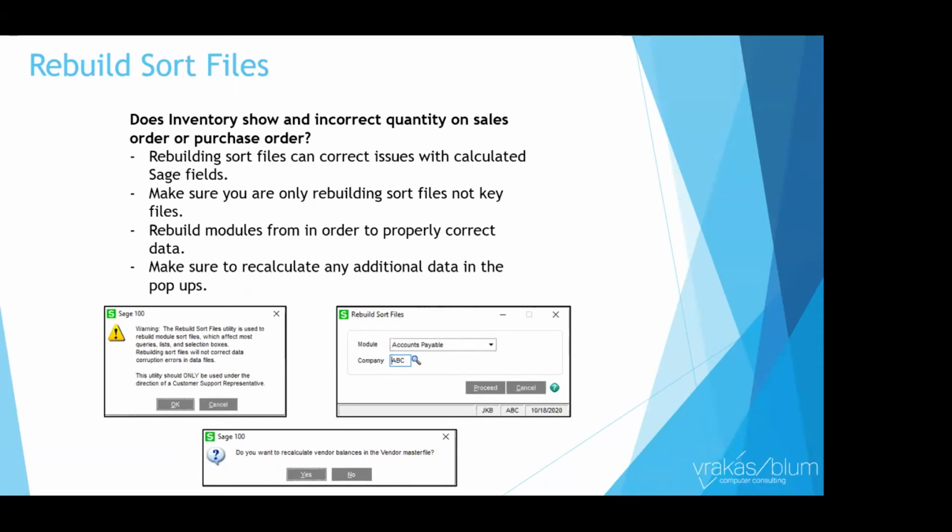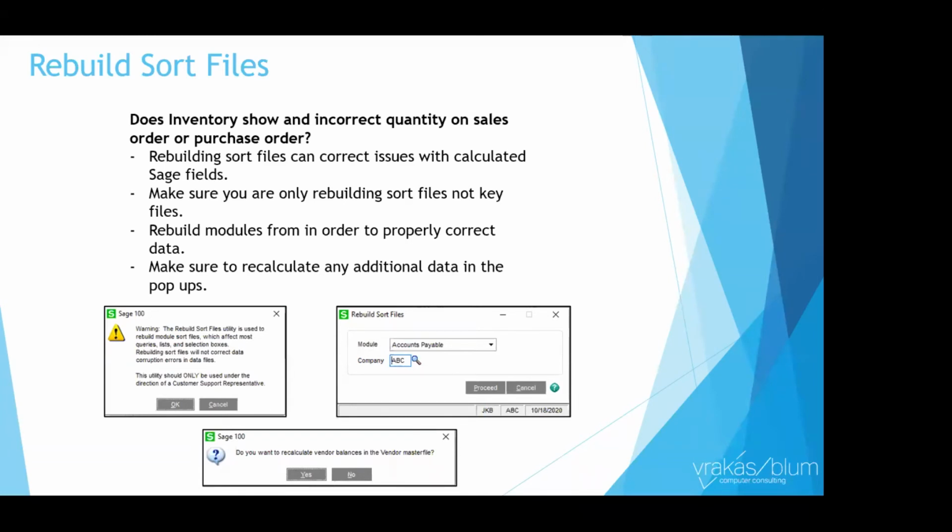These fields can get themselves confused sometimes. So maybe there was a credit or some kind of interruption, and those fields are not correct. Rebuilding sort files can correct those issues with those calculated fields. You're really not taking any risk. Again, it's just a calculation field. So, pretty straightforward. We want to make sure that we're only rebuilding our sort files and not the key files. Key files are a totally different thing and definitely have a little bit more risk involved.